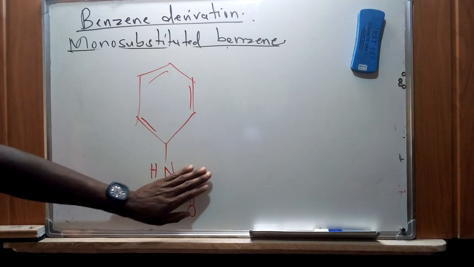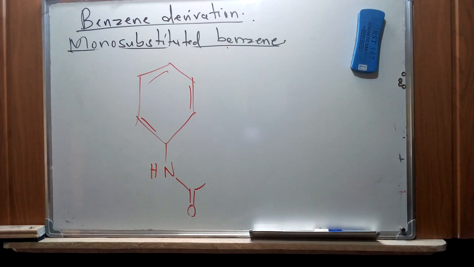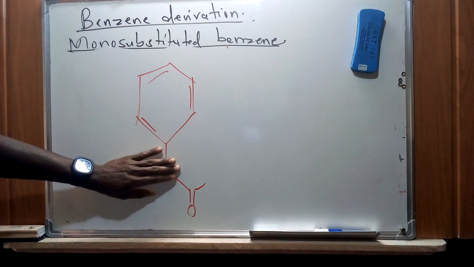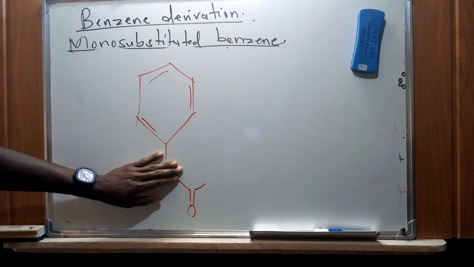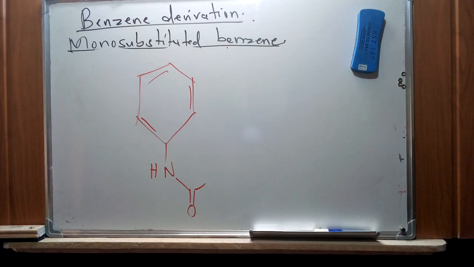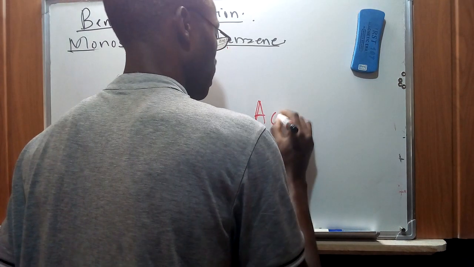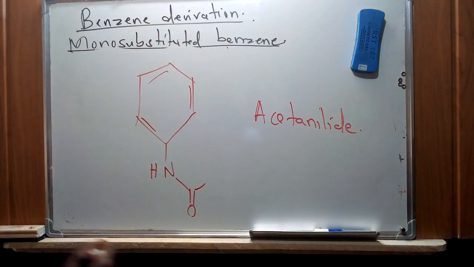So we said for the first one that has got an amino group, we said that is known as aniline. And then we talked about the second one that has got this kind of group, and we said it's known as acetophenone. So for this kind of compound, it's going to be known as acetanilide, catering for the aniline that we talked about and the acetophenone that we had given. So this is known as acetanilide.